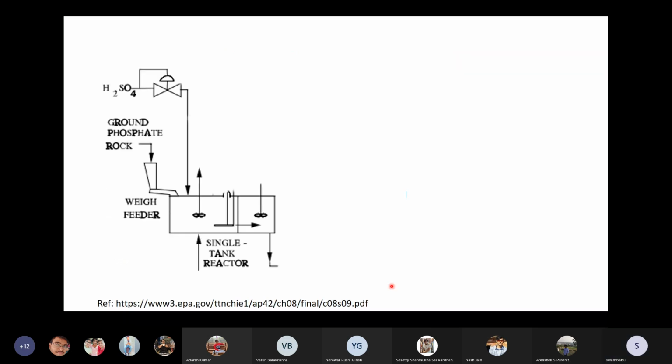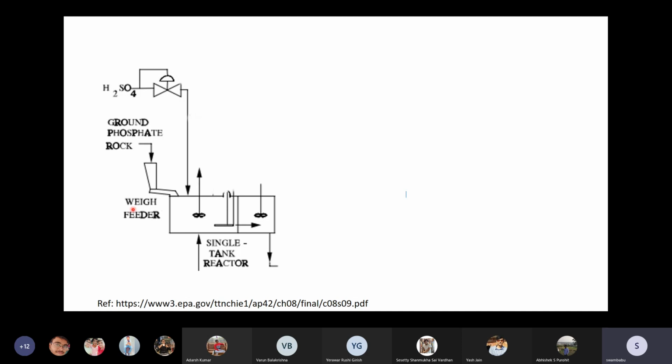So here is the typical phosphoric acid production, and this part I have taken from Dryden's book. What I've discussed so far is from the other book. The ground phosphate rock, that is crushed and ground into small particles lower than 200 mesh size, is fed into this reactor. This is the weighing feeder, so that the exact quantity of particles is introduced into the reactor.